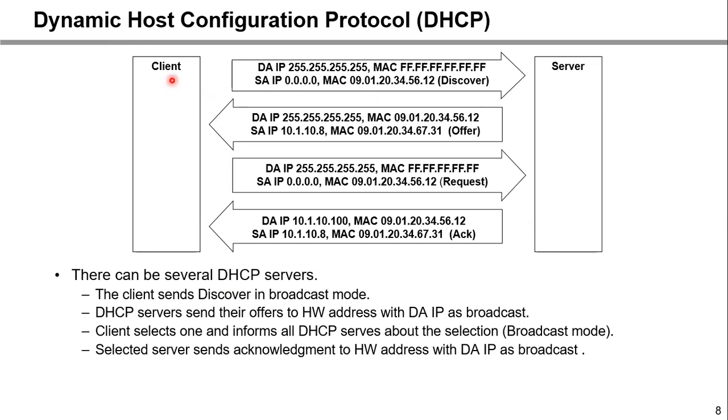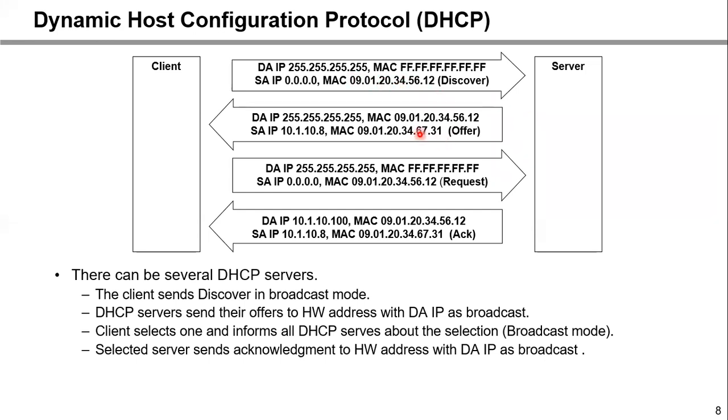Whenever the client comes as a newbie in the network, it doesn't know who the server is. It is not aware of the server's IP address, so it broadcasts the message. This is a DHCP discover message. Because it doesn't know its own IP address, it uses 0.0.0.0. But it knows its own MAC address, so it puts its own MAC address as the source MAC address here.